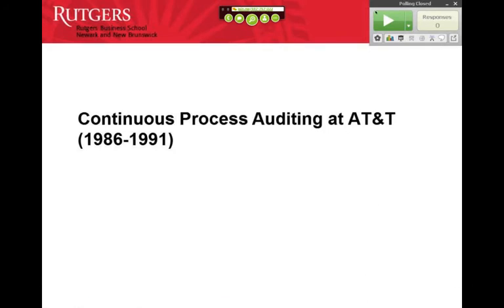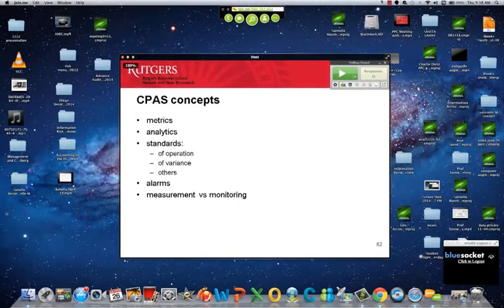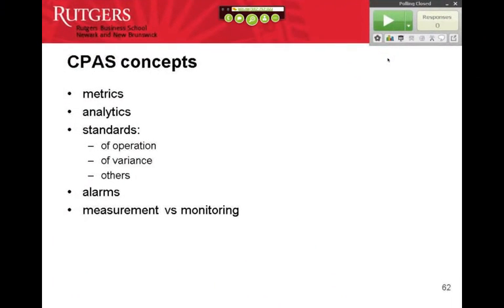Okay, this was the AT&T continuous audit we call the CPAS project. The main conceptualization is this idea of audit, analytics, standards, and alarms, and the measurement method. A metric is an actual measurement of a particular KPI or business function. An analytic is a rule that you apply on top of it. A standard is the model that you use to compare against.